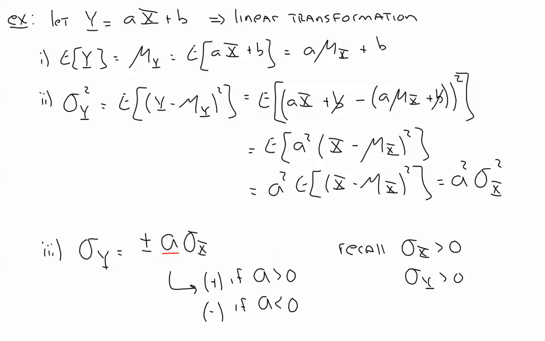Okay. Let's keep moving. The next piece I need is the covariance. Covariance can be written this way. That's a minus sign.